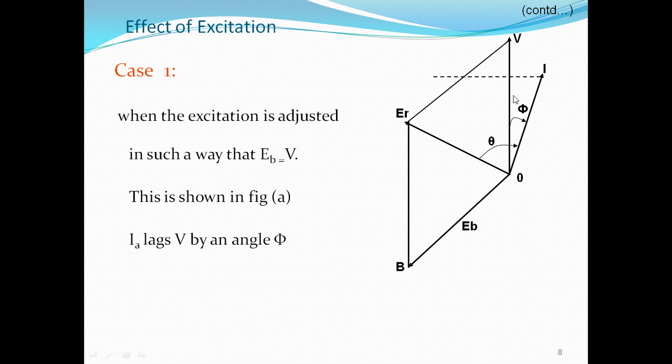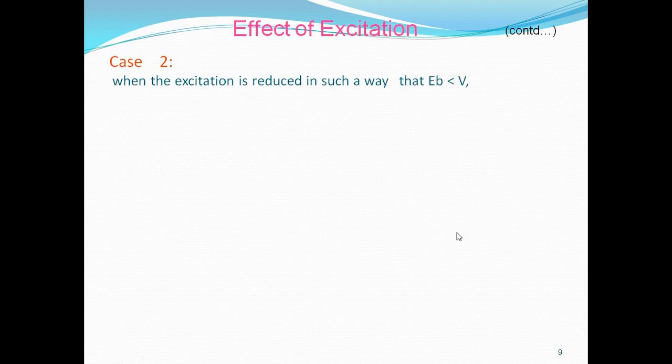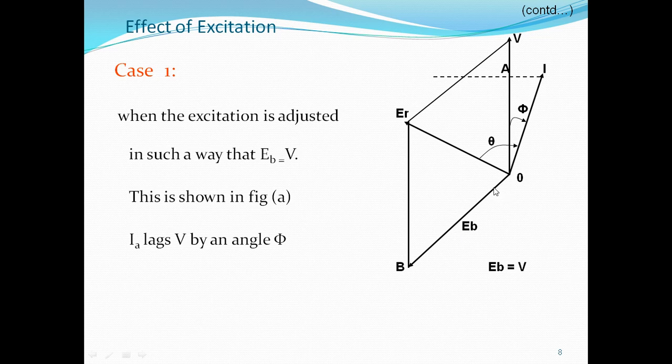So current lags the supply voltage by pi, and here OB represents the back EMF. OV is the back EMF which is making an angle of alpha. This is constant. Alpha is always a constant. If you add this supply voltage V and back EMF EB, we will get a resultant vector ER, which is a combination of V and EB.